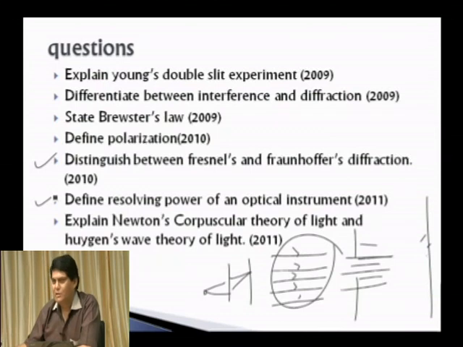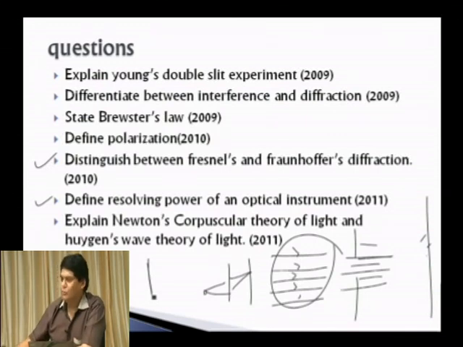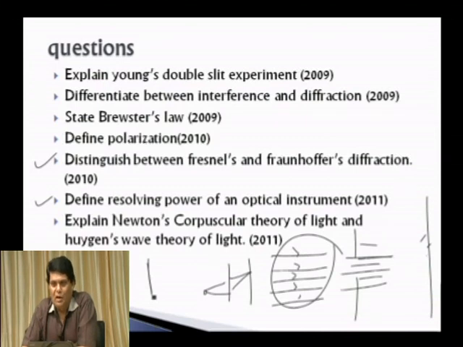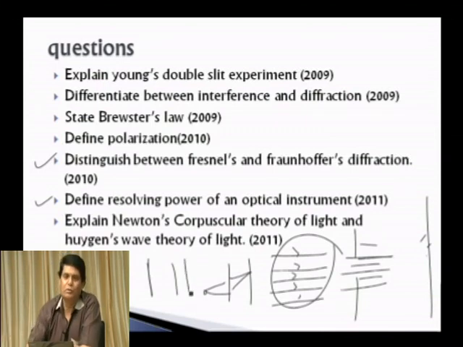Suppose now I have drawn two lines. For you it looks like a single line, but actually I have drawn two lines. If you see through a microscope, and the microscope can show these two lines as two separate lines, then that instrument has more resolving power. I think it is very clear.